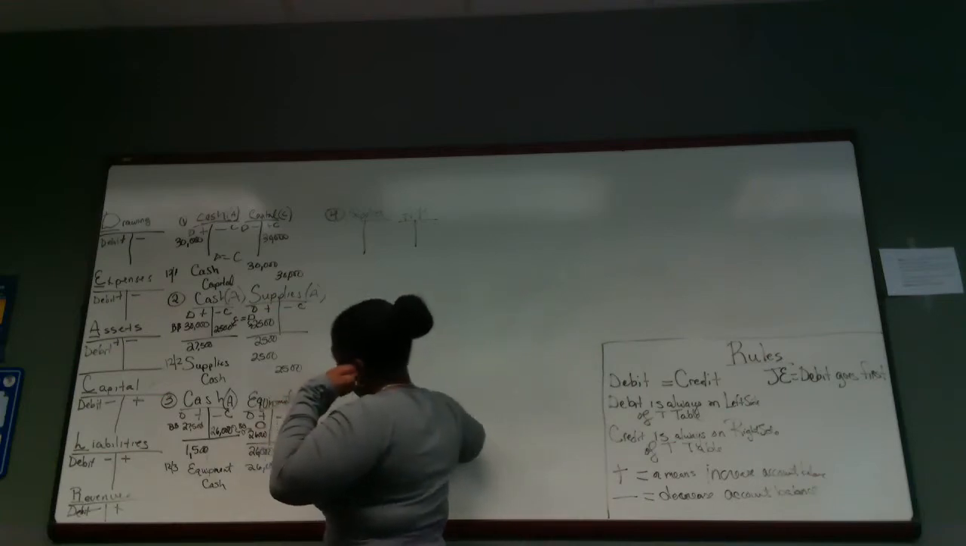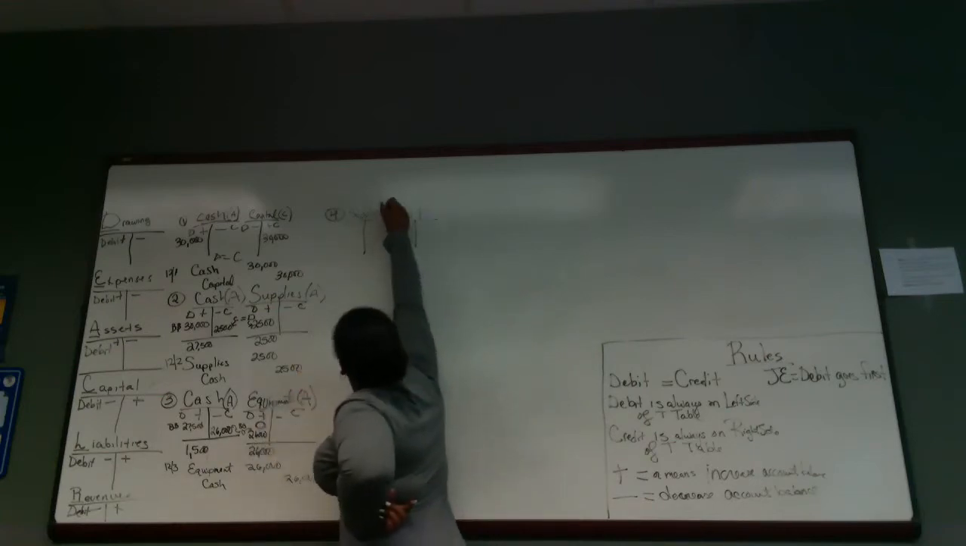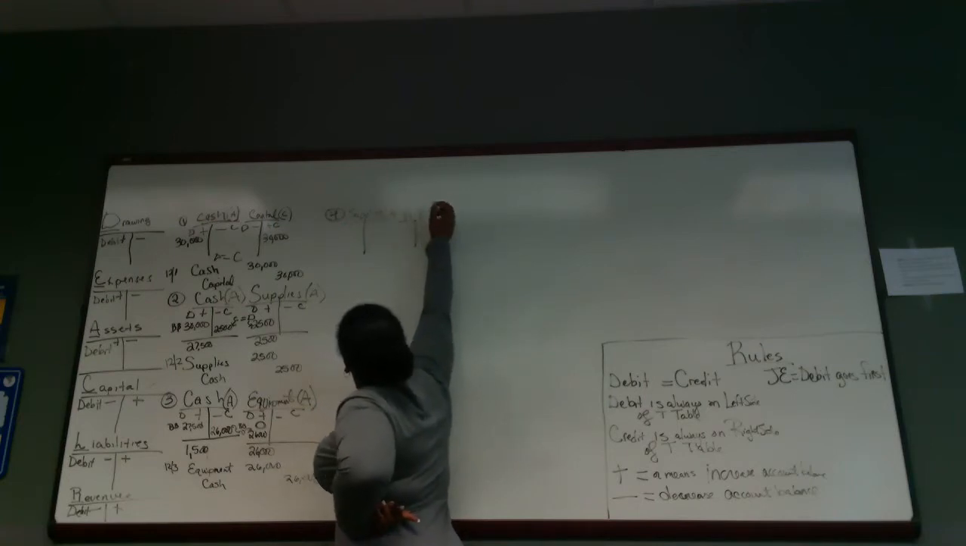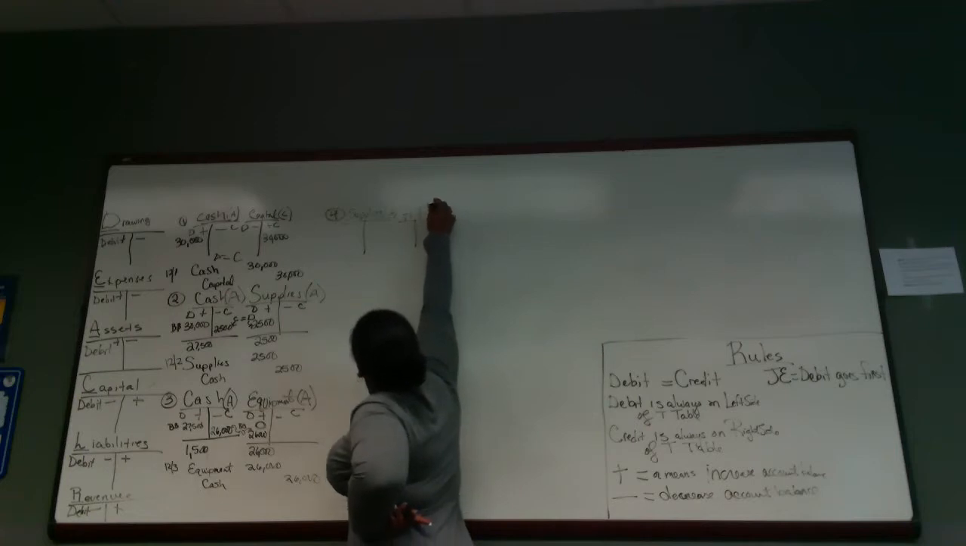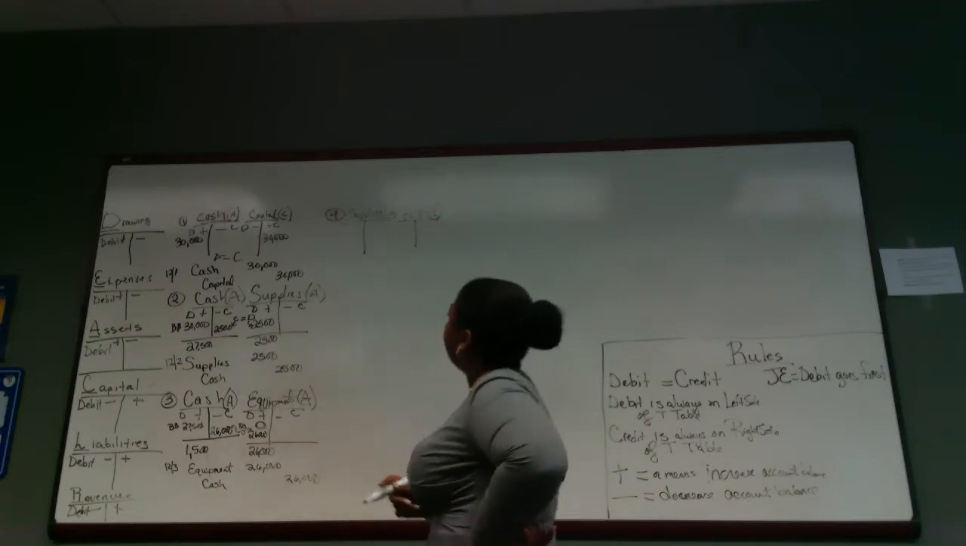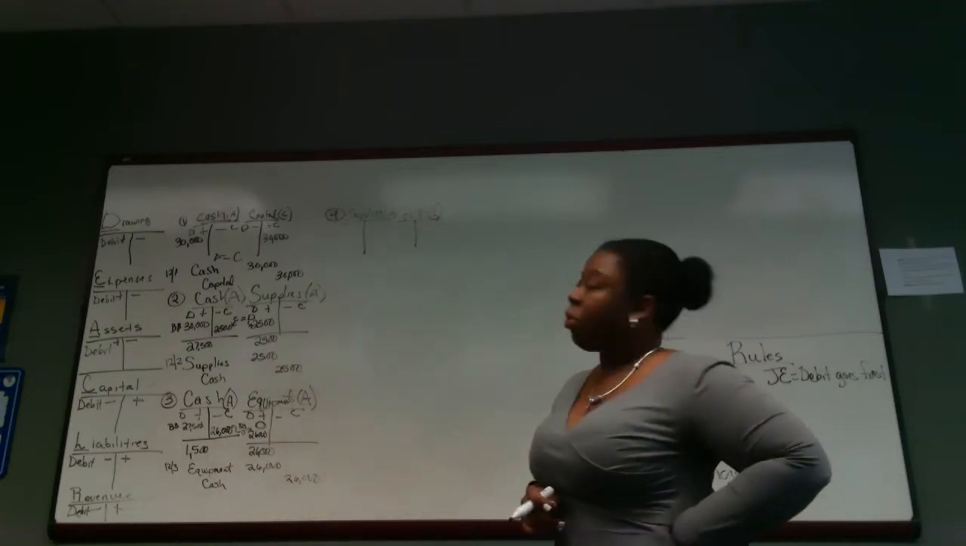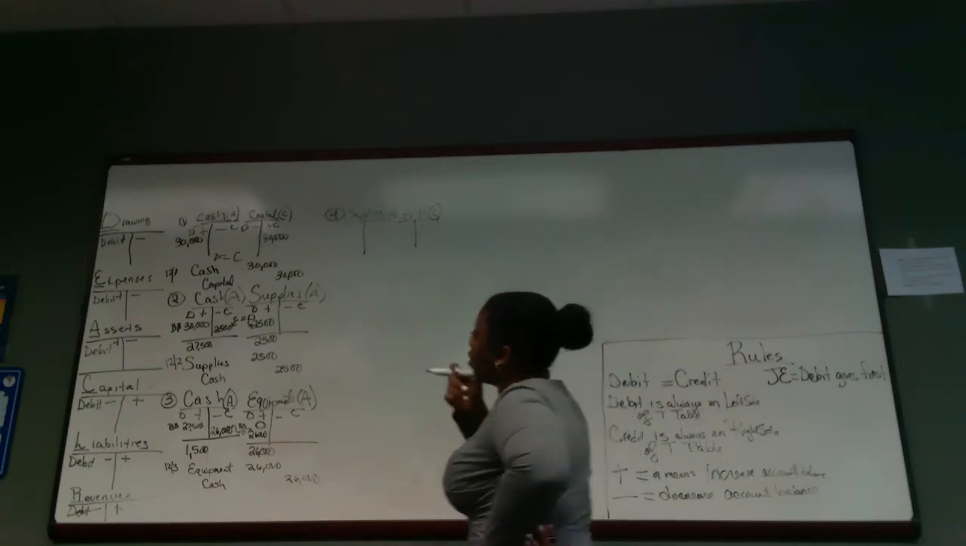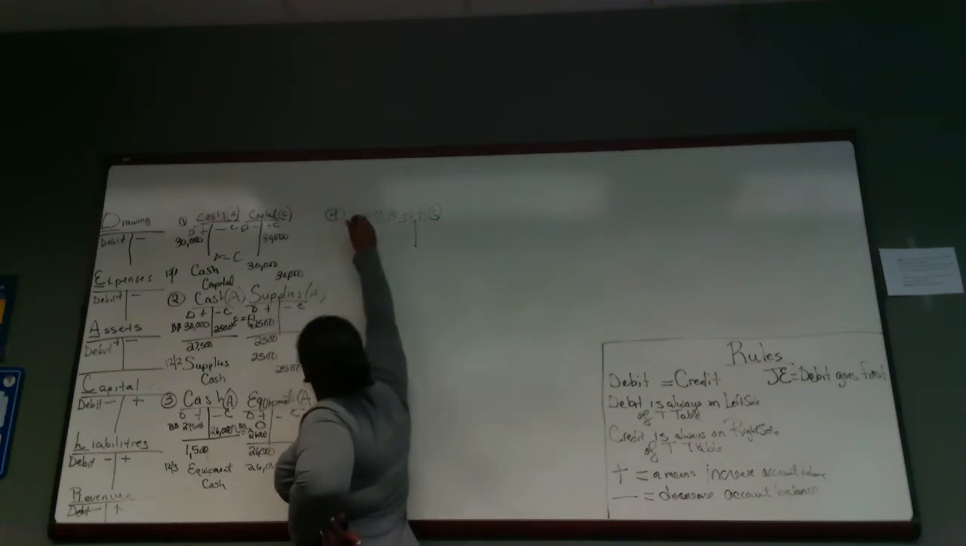Supplies is what type of an account? An asset. And what about AP? What type of account is it? Liability. So supplies, is it a plus minus or a minus plus? It is still a plus minus.